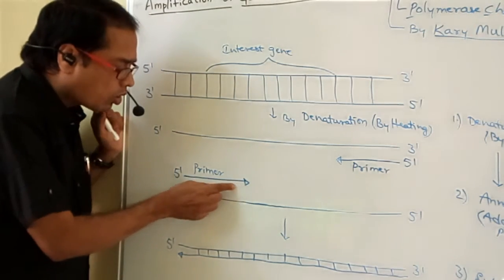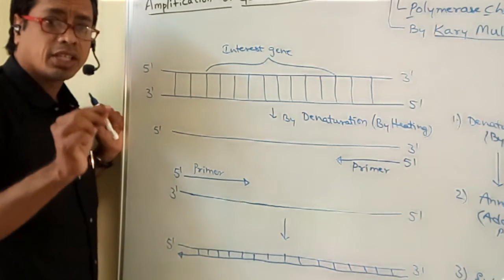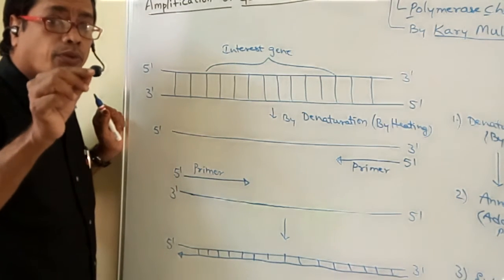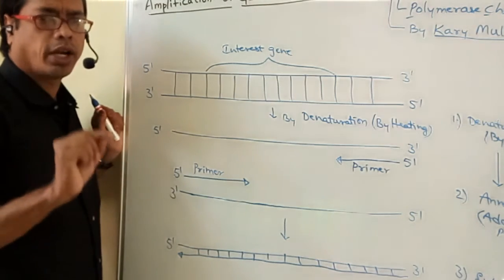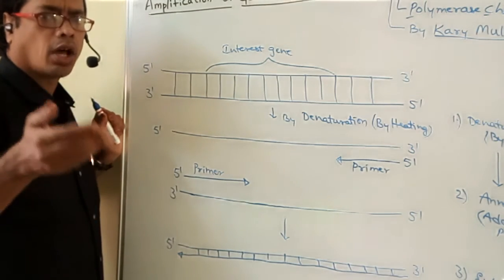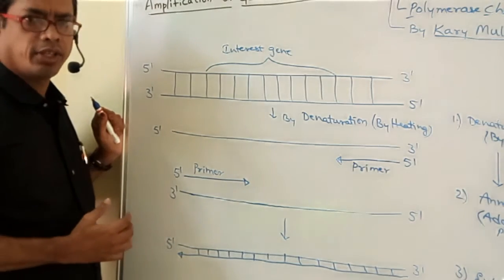What is a primer? Primer means a small DNA fragment which is chemically synthesized oligonucleotides. Oligonucleotides means few nucleotides. That means it may contain 4 or 5 or 6 nucleotides, isn't it?